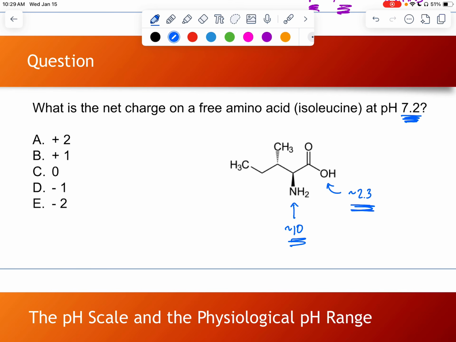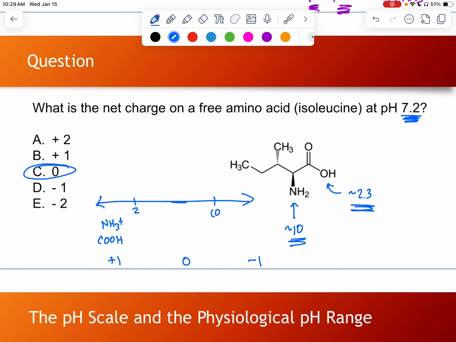So when I think about this, okay, below 2, they're both protonated. So I've got +1. I know it's going to go down as I deprotonate each sequentially. And so in this middle spot, I would expect to have a charge of 0.